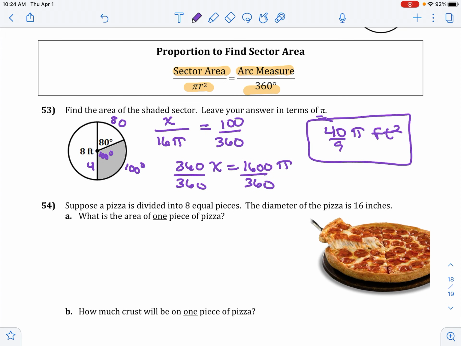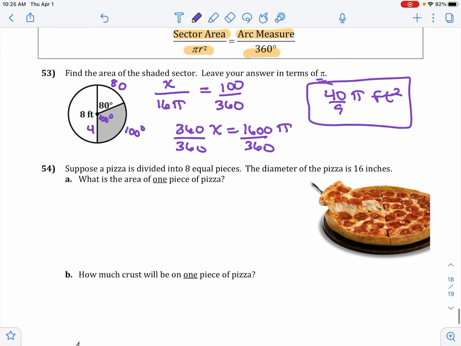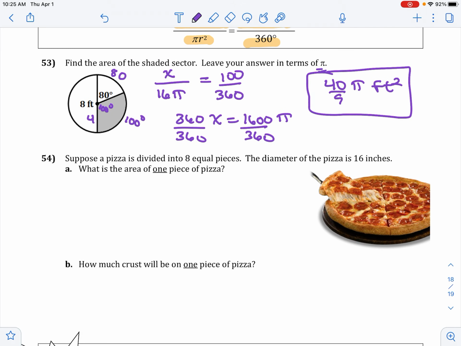All right, we can't do any circle problems without talking about pizza at some point. So we finally get a pizza problem. Although this one has pepperoni on it, which I do not like. It says, suppose a pizza is divided into 8 equal pieces. The diameter of the pizza is 16 inches. We want to answer 2 questions. So first, what is the area of one piece of pizza?